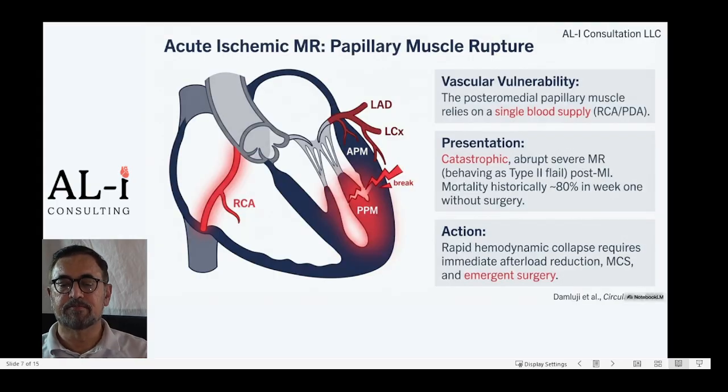We should recall that the posteromedial papillary muscle often relies on a single blood supply from the RCA or RPDA. Abrupt severe mitral regurgitation due to papillary muscle rupture is catastrophic, usually presenting post-MI, and mortality is historically 80% without surgery. Immediate afterload reduction and emergent surgery can save lives in this situation.